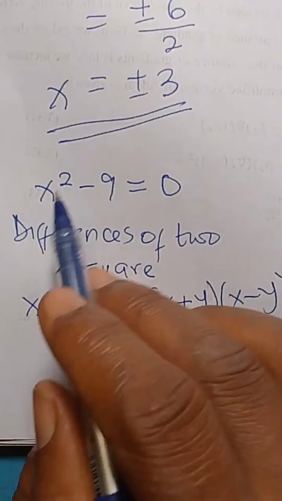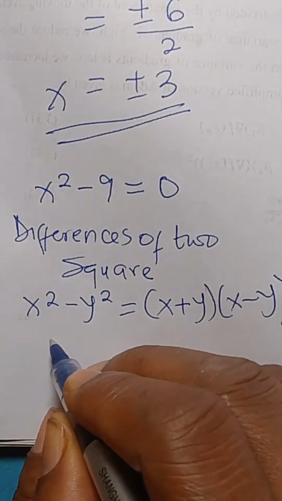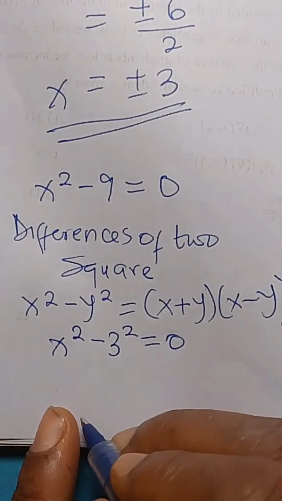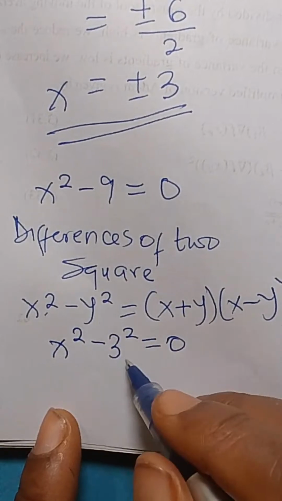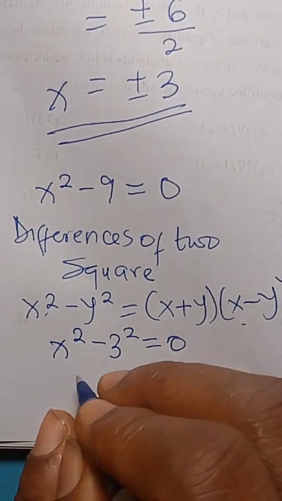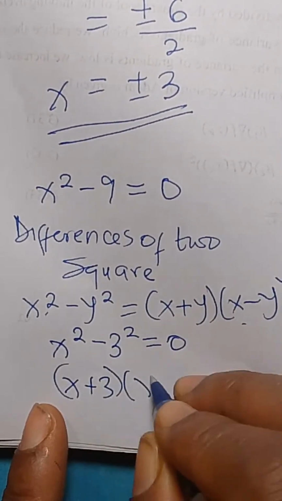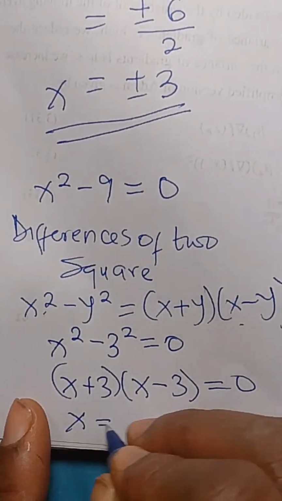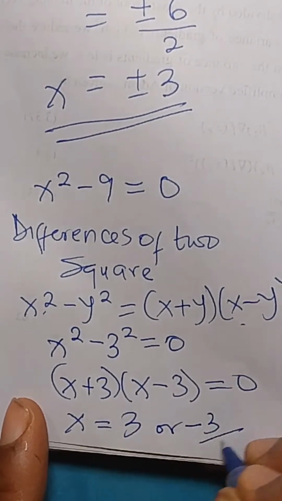Now, this x is x square and this is 9. Remember, 9 is equals to 3 square. So we can write it as x square minus 3 square equal to 0. So we have x square, we have y square, we have x square, we have 3 square. So our y is 3. Wherever we see y here, we replace it with 3. And that is x plus y, that's x plus 3, and x minus y, x minus 3, and is equal to 0. So our x is equals to 3 or minus 3. So that is the answer to the question.